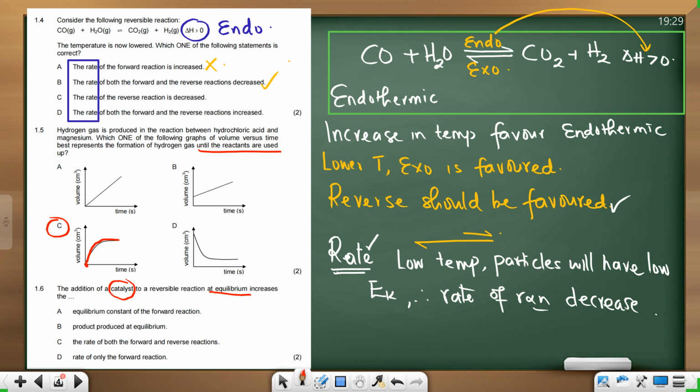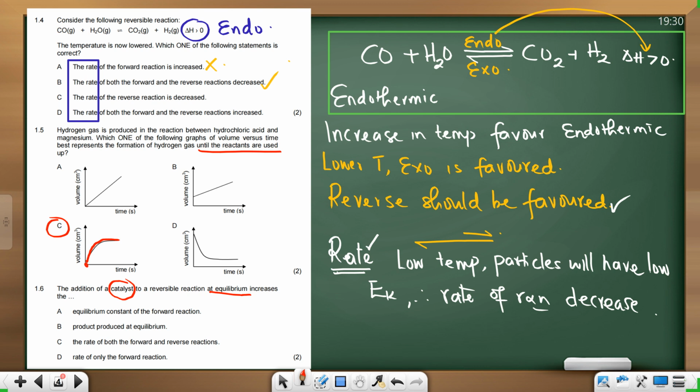This is talking about equilibrium. The addition of a catalyst: will it increase the equilibrium constant? Will it increase the products produced at equilibrium? Will it increase the rate of both the forward and the reverse? The rate of the forward only.